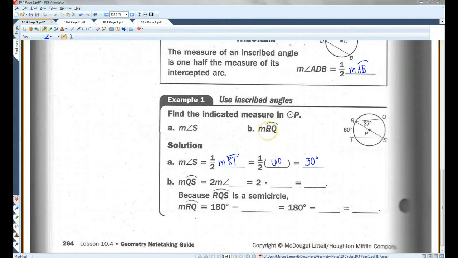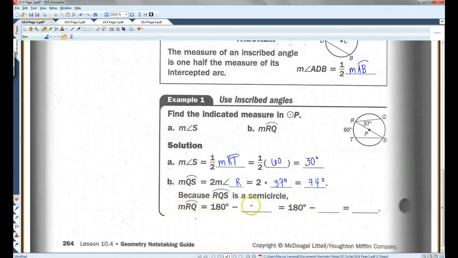Alright, the measure of arc RQ, that's this arc here. In order to find this arc, we know that this is a semicircle, which means this whole thing is 180 degrees. If we can find this arc, we can subtract it to find RQ. Alright, so QS is going to be twice the measure of angle R. And the measure of angle R is 37 degrees. So 2 times 37 is 74.